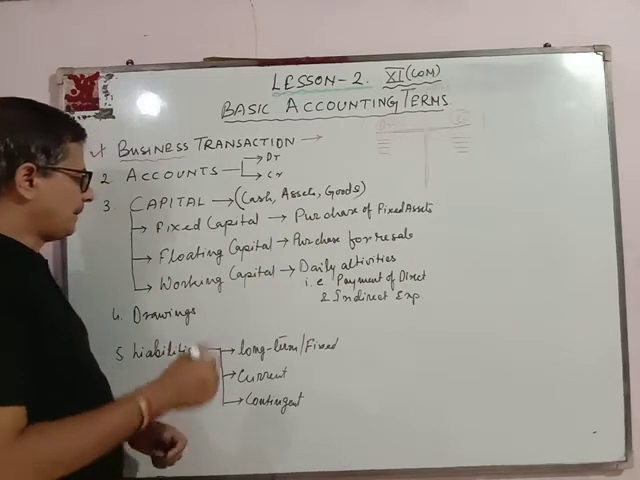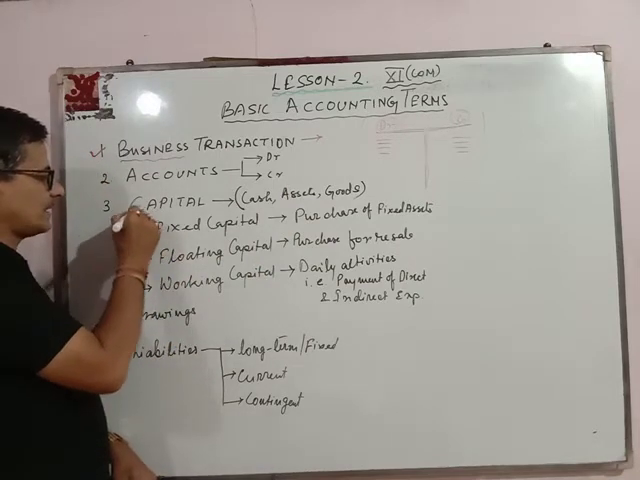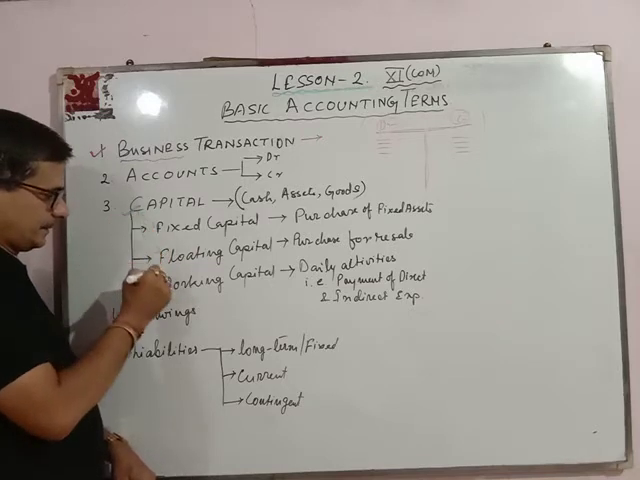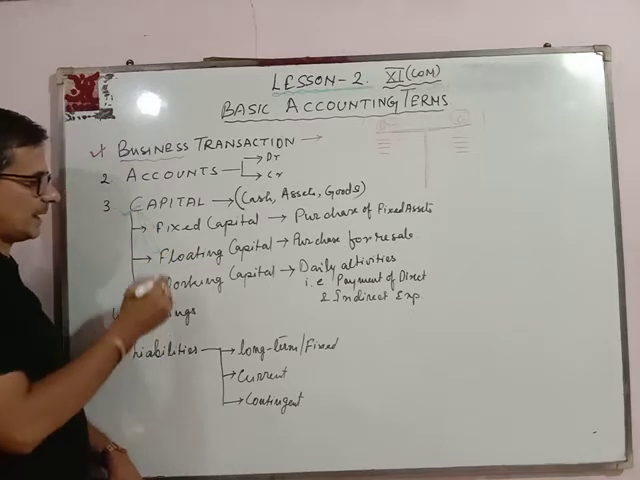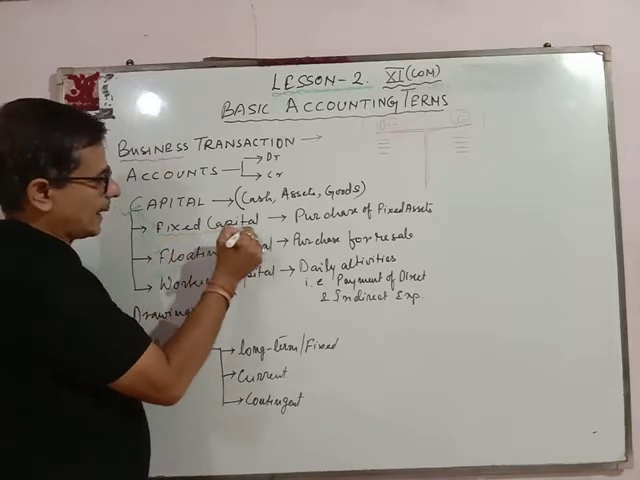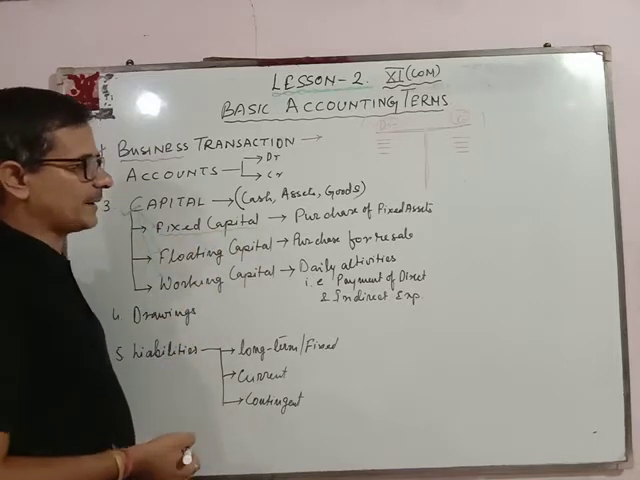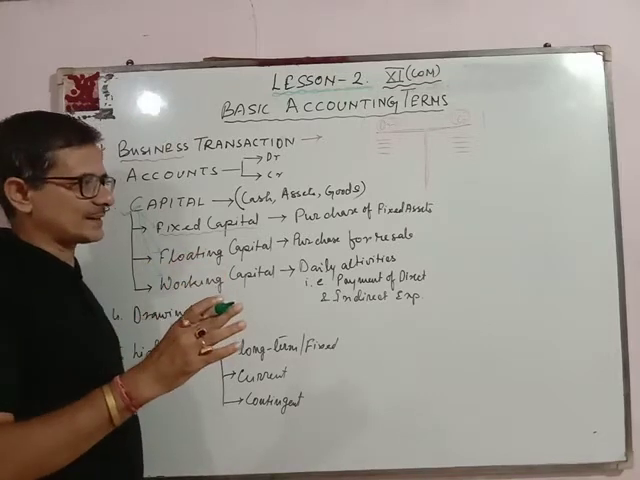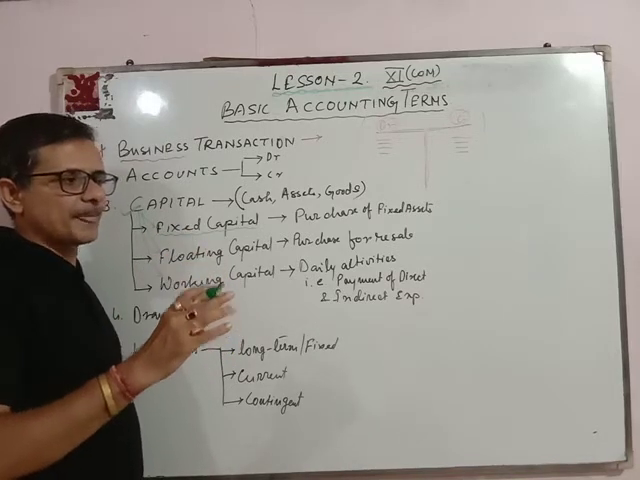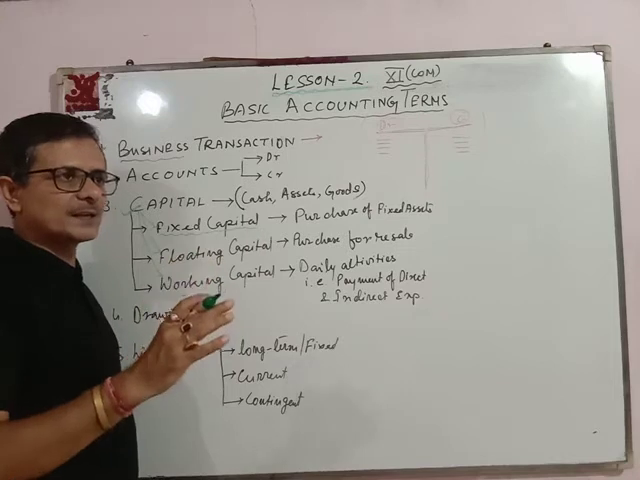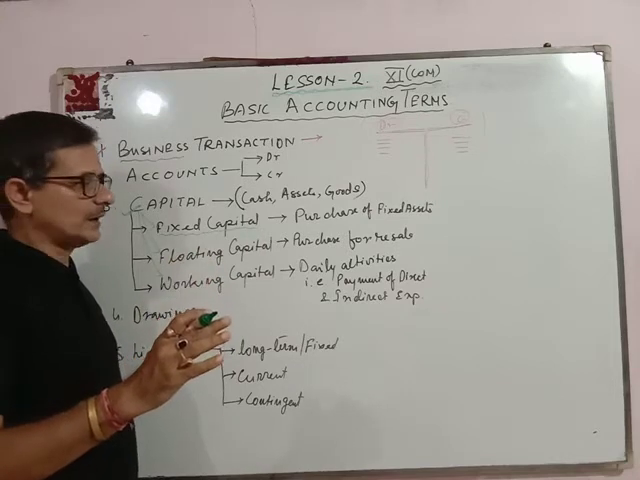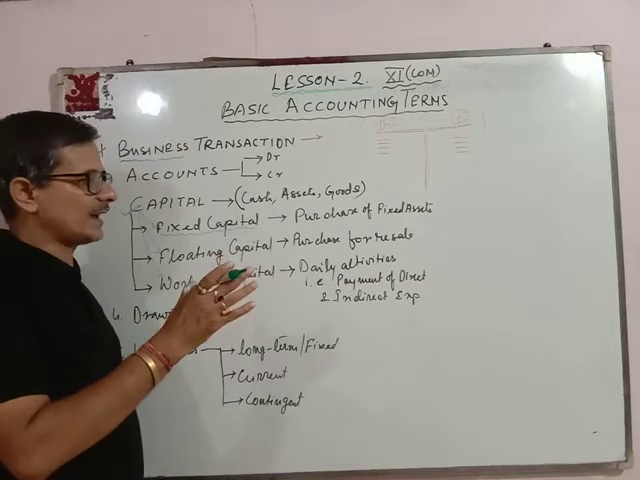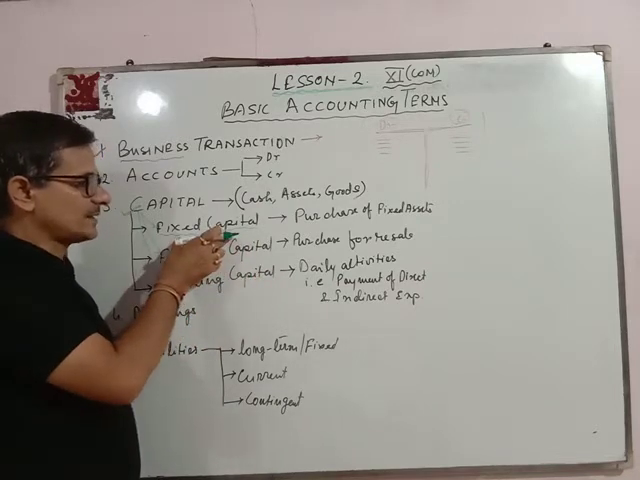Now capital can be divided into three parts. These are the three parts of the capital. One is fixed capital. Now what is fixed capital? When the owner buys the fixed assets for the shop, the total amount that he has invested in them is known as fixed capital.